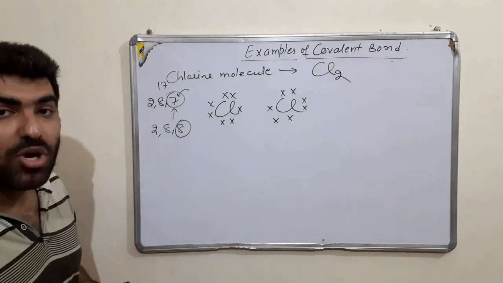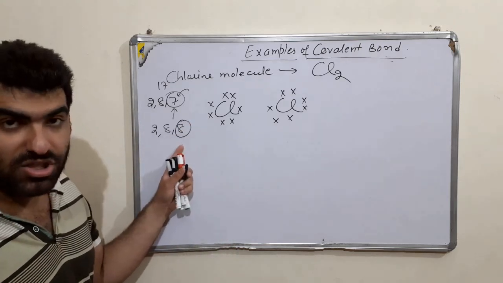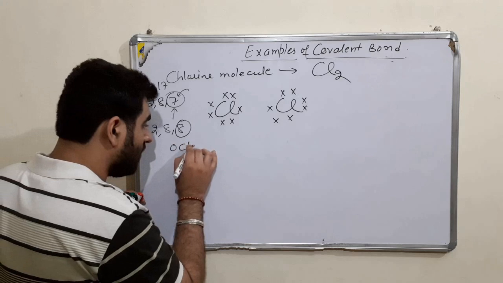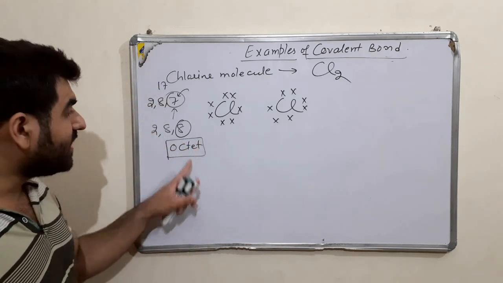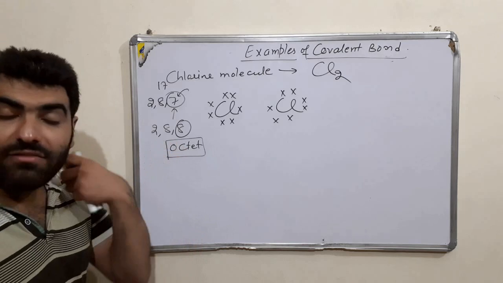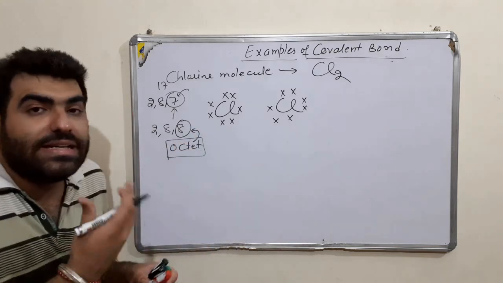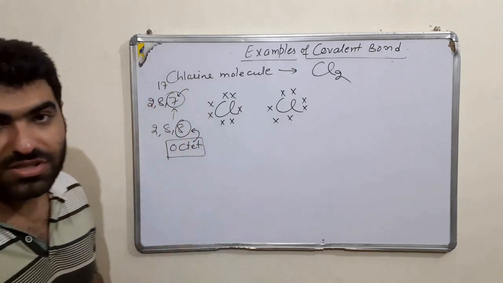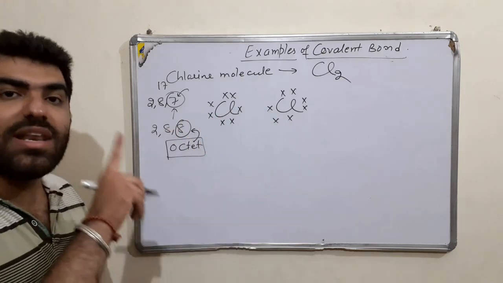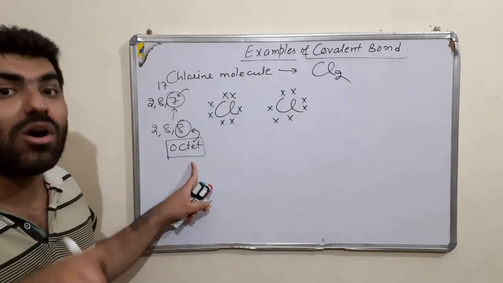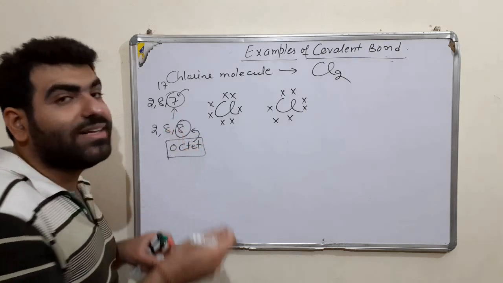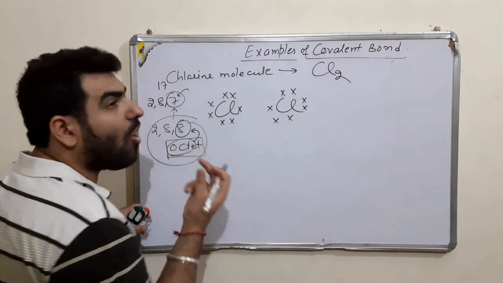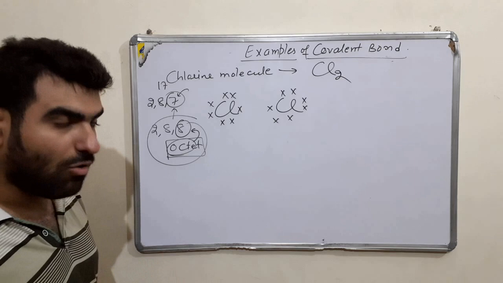This process of completing the 8 electrons in the shell is known as octet completion. And we'll always say that in order to complete its octet, they will be sharing their electrons. Each element will share an equal number of electrons to complete their octet. Octet means they want to complete the outermost shell with 8 electrons. Oct means 8 electrons. Okay.